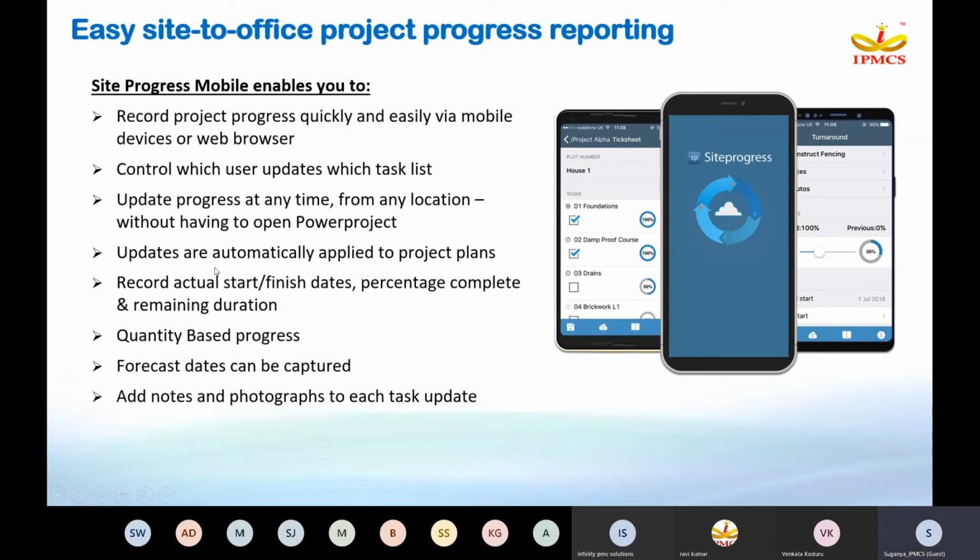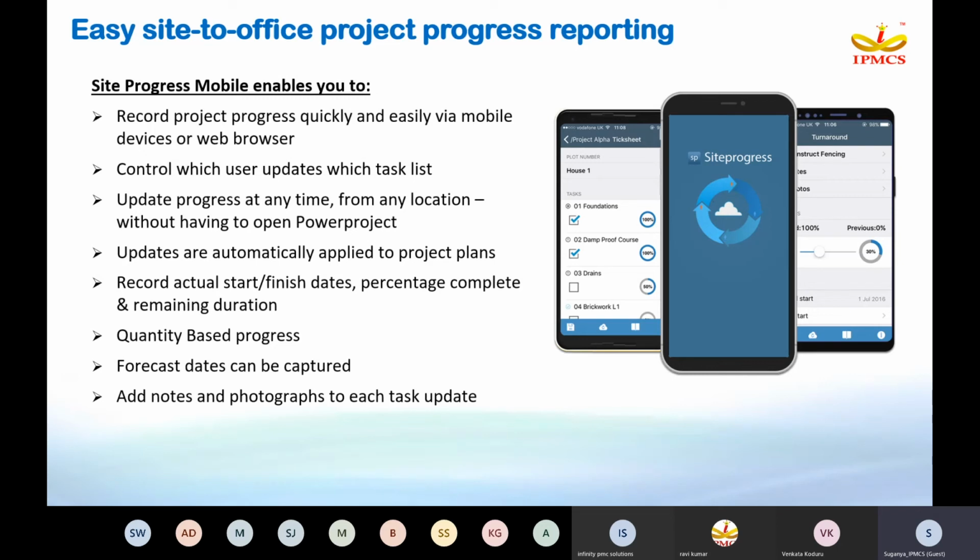Then progress can be updated at any time from any location without having to open the Power Project software. The updates can be applied automatically to the project plans, or we can have a one-step approval or rejection process available here. So here, not only recording the actual start or finish dates, we can record the forecasted start and finish dates also via the mobile application.